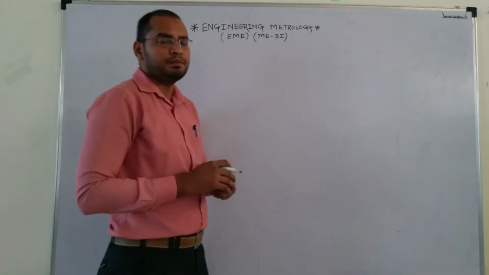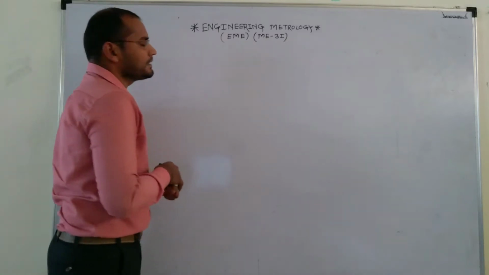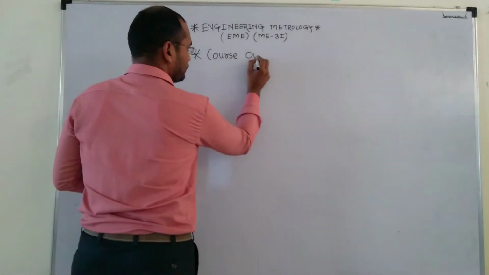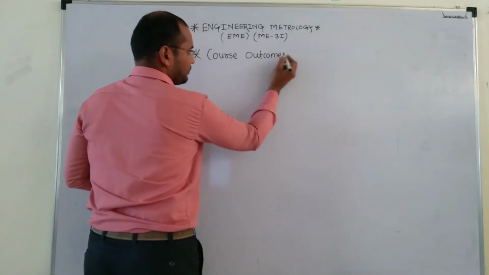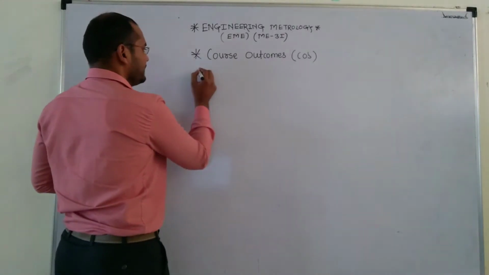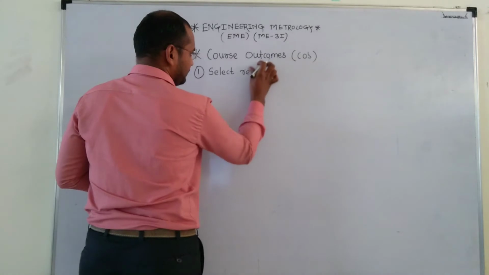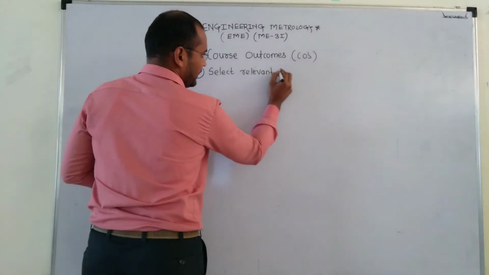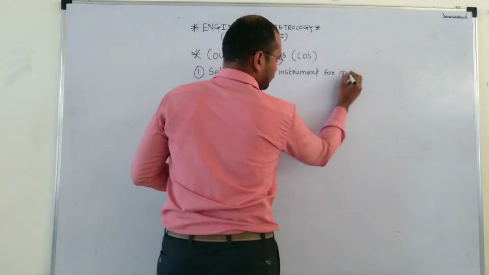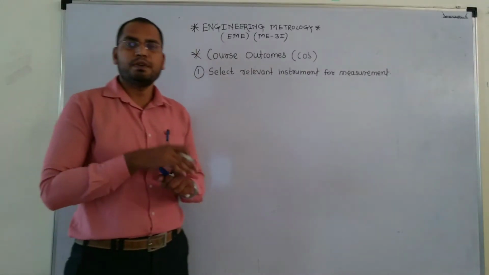Before starting the first unit, we will discuss the course outcomes of this subject. The first course outcome is: select relevant instrument for measurement.